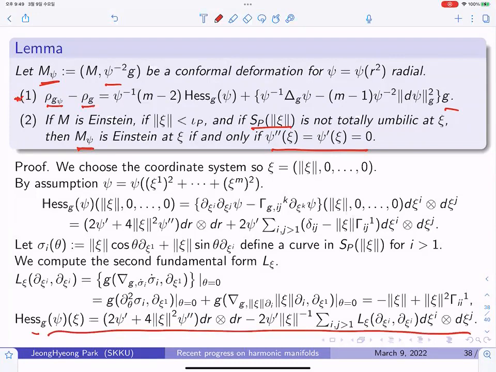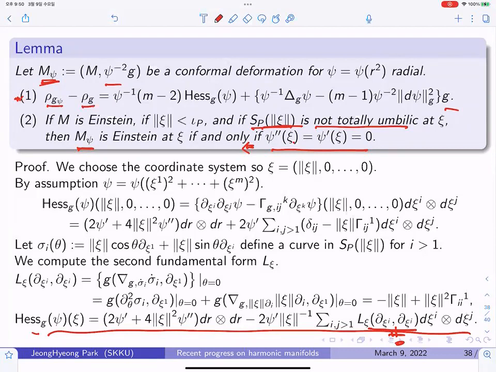Okay. So M is Einstein, and M psi is also Einstein, then it has to be some multiple of the metric tensor. So if psi prime and pi 2 prime are zero, and the geodesic sphere is not totally umbilic, then this second fundamental form is not zero. The assumption is that M is Einstein and this is not totally umbilic.